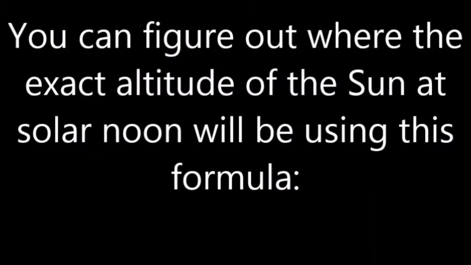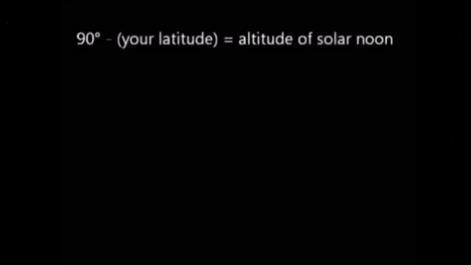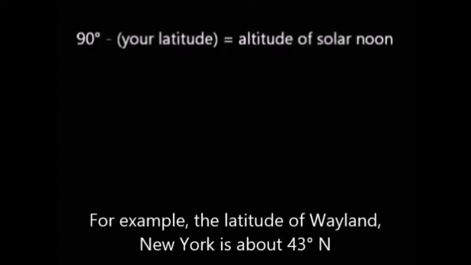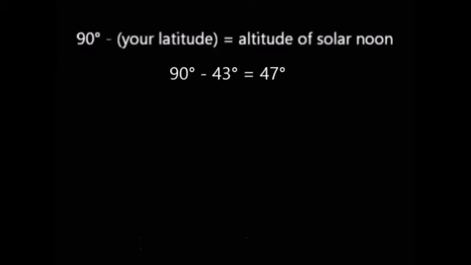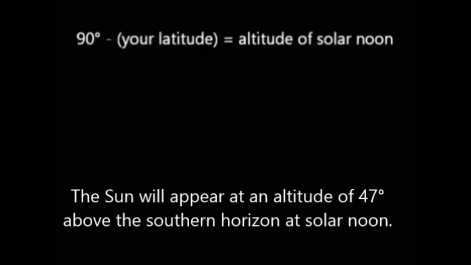You can figure out the exact altitude of the Sun at solar noon using this formula: 90 degrees minus your latitude equals the altitude of the Sun at solar noon. For example, the latitude of Wayland, New York is about 43 degrees north. Since 90 degrees minus 43 degrees is 47 degrees, the Sun will appear to us at an altitude of 47 degrees above the southern horizon at solar noon.